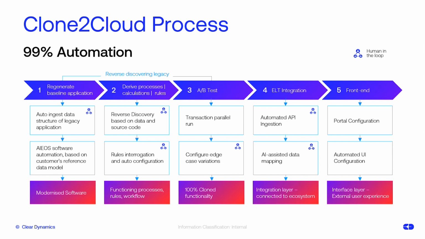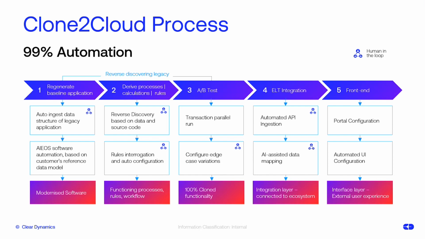Then, once we've done that, at the end of step 2, we really have a functioning software. It's about starting identifying some of the edge cases. And so we'll do A/B testing, running the systems in parallel. And then we'll look at the integration. And again, we've got the tools that use AI to do the mappings of the existing integrations as well, and make sure that the system can be integrated in the existing tech landscape. I should say the new modern system.